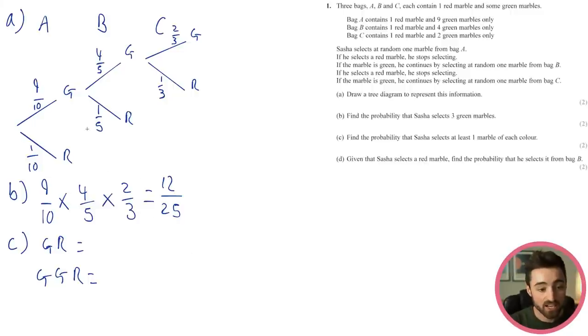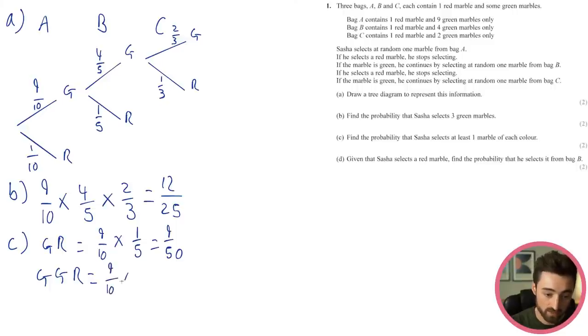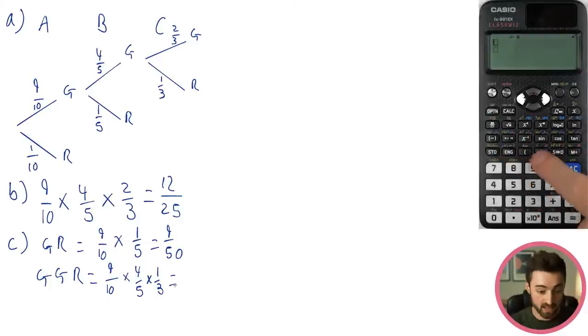So GR is going to be, just follow the route, 9 over 10 times by 1 over 5. I don't need the calculator for that one because that's a 1. So I just need to times these. So that's just 9 over 50. And then GGR, so it's going to be 9 over 10 times 4 over 5. That's the GG. And then times by the R, which is 1 over 3. This, I'm going to be lazy, use my calculator. You're not impressing anyone if you don't. So 9 over 10 times by 4 over 5 times by 1 over 3 is going to equal 6 over 25.